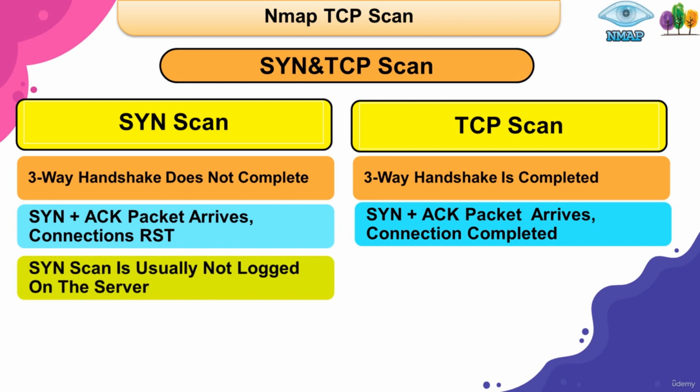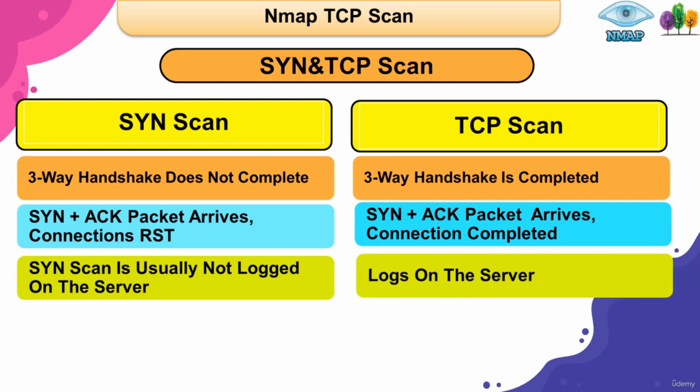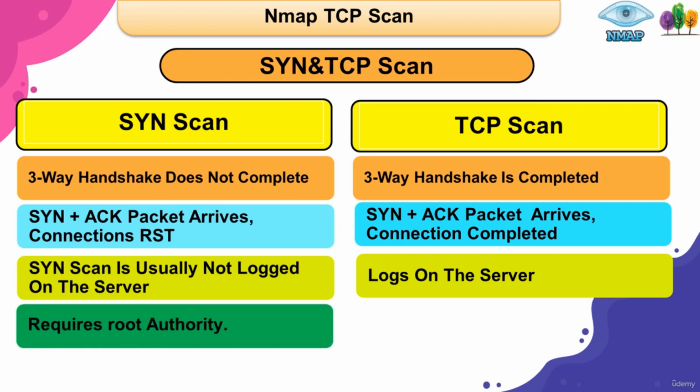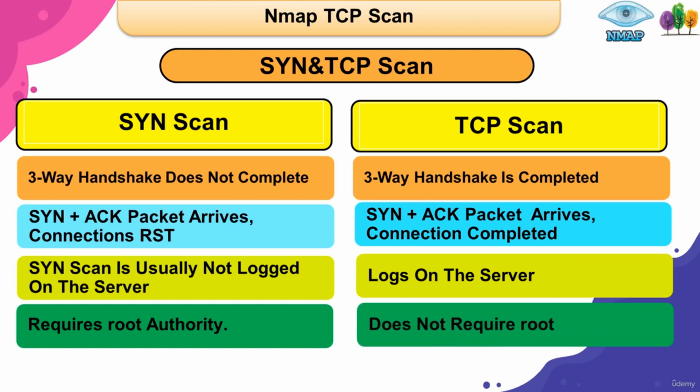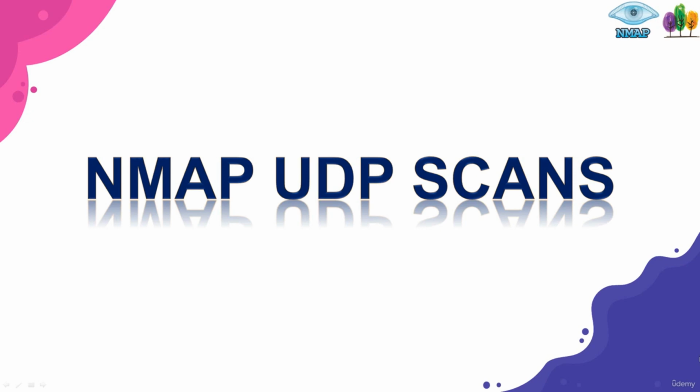SYN scans are usually not logged on the server. TCP scans are logged on the server. SYN scans require root authority because there is interference in the packets. A TCP scan does not require any root privileges because it uses the TCP connect method. UDP scan.